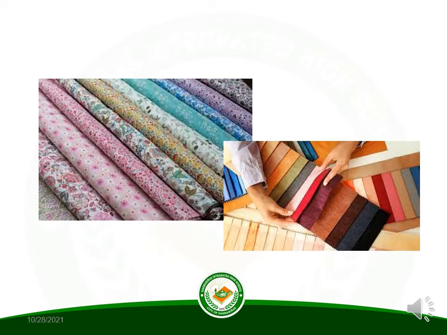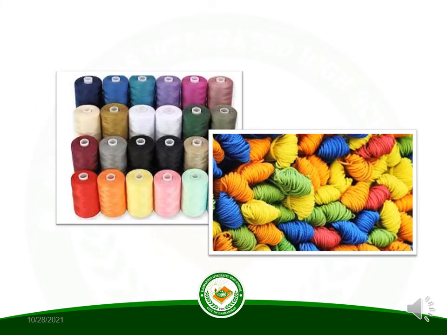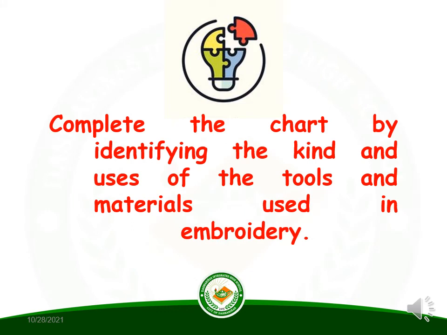What is the name of this material? Correct. Fabric. What is the name of this material? Correct. Thread. Complete the chart by identifying the kind and uses of the tools and materials used in embroidery.